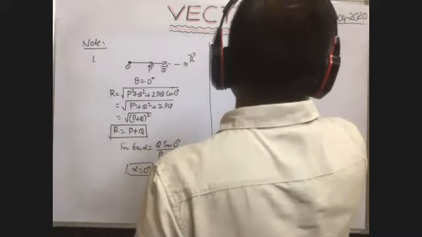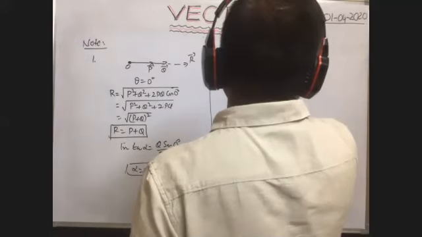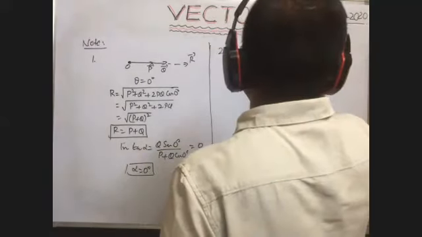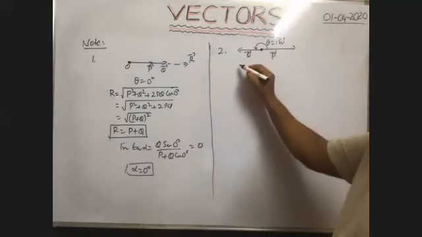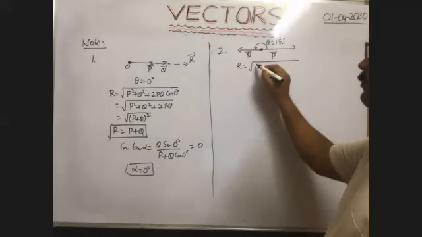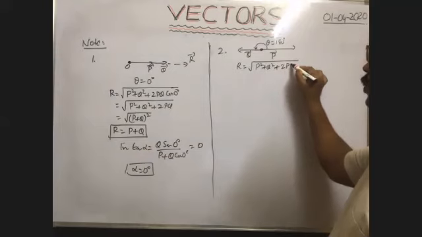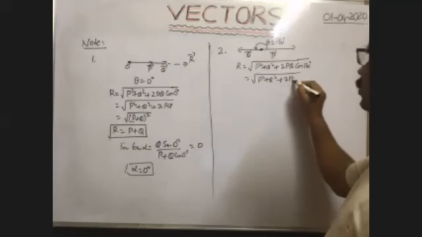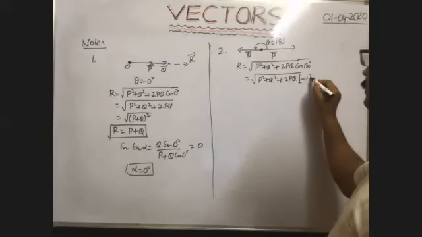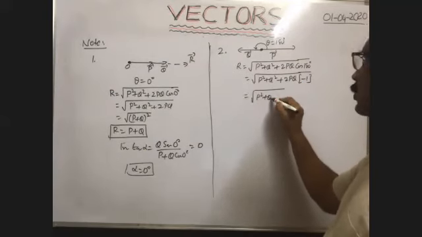Similarly, if two vectors P bar and Q bar act on a particle in exactly opposite directions, then the angle between the two vectors is theta equal to 180 degrees. Now, what is the magnitude of the resultant? R is equal to square root of P square plus Q square plus 2 PQ cos theta, with theta 180. Cos 180 is minus 1. Therefore, R is the square root of P square plus Q square minus 2 PQ.